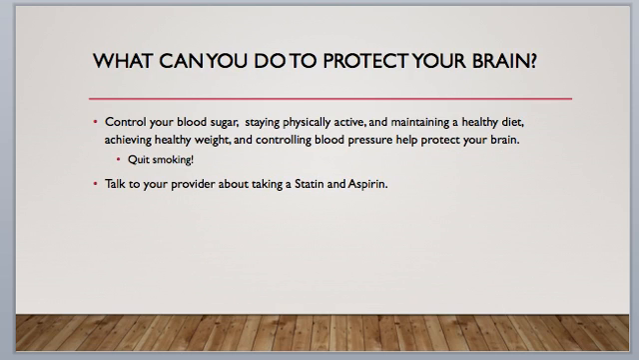What can you do to protect your brain? Control blood sugars, stay physically active, maintain a healthy diet, achieve a healthy weight, and control your blood pressure. All of these together help protect your brain. Quit smoking if you do so. Talk to your provider about starting a statin or an aspirin.